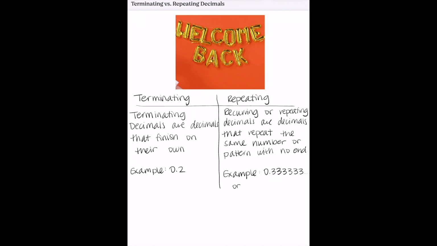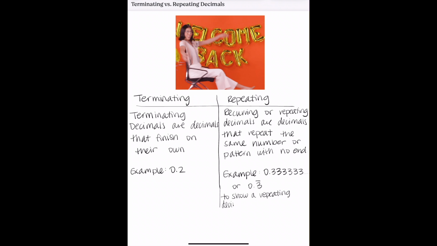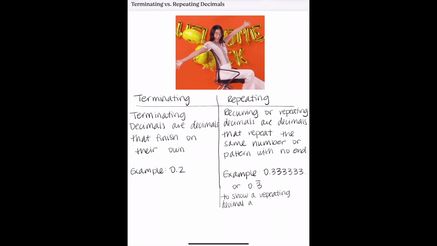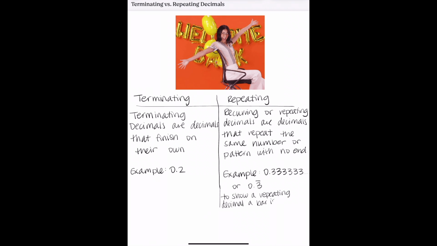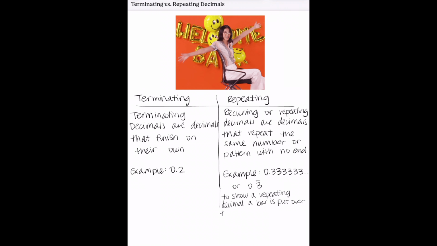The way in which we would notate this 3 continuing on forever is a key part of distinguishing a repeating decimal. What we do is rewrite the 0.3 and then the bar would be over the part that's repeating. So in this example, only the 3 is repeating. So the bar would go above the 3 to show that this is a repeating decimal and to show which part of the decimal is the repeating pattern.